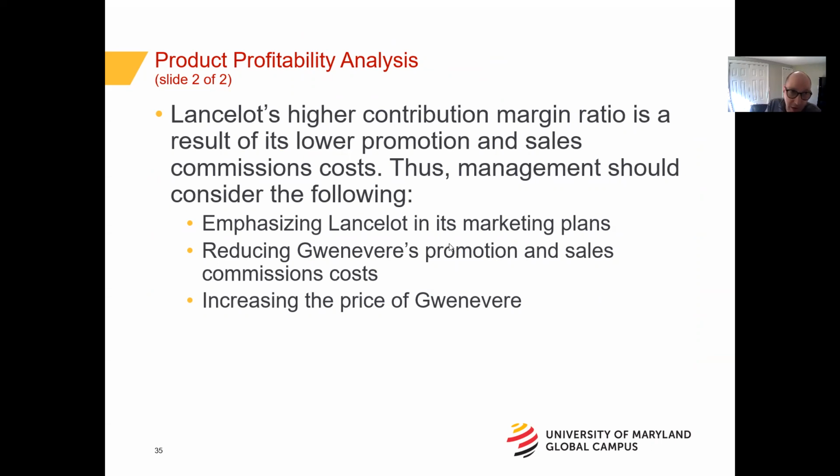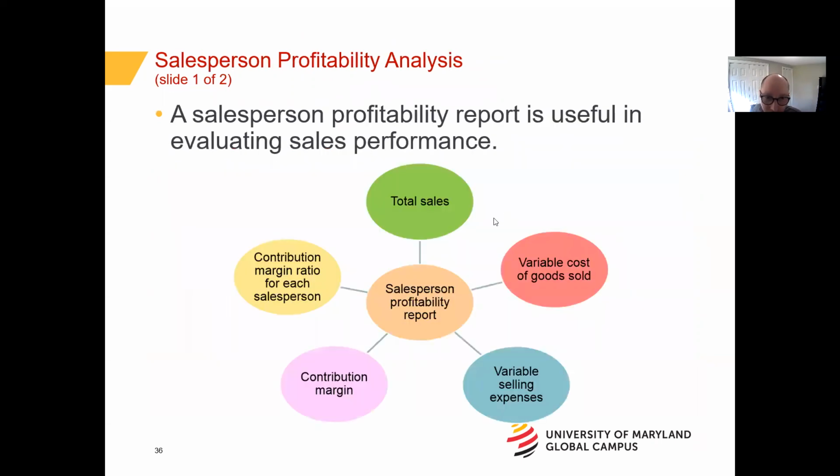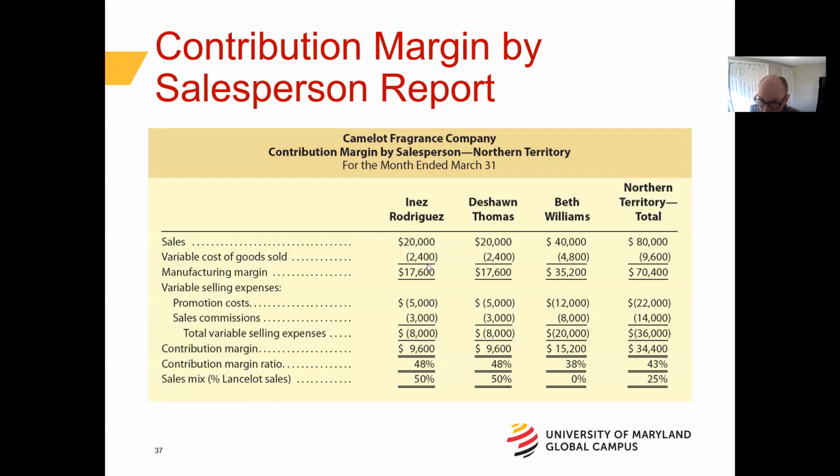And of course, we can analyze the product profitability based off of that process. You do the same thing for salespeople, just as you could do for sales territories. Each salesperson has total sales, variable cost of goods sold, variable selling and administrative expenses, and contribution margin. Contribution margin can be calculated for each salesperson, and all of that can be included in a salesperson profitability report. Basically, it tells me how well each of my salespeople is performing.